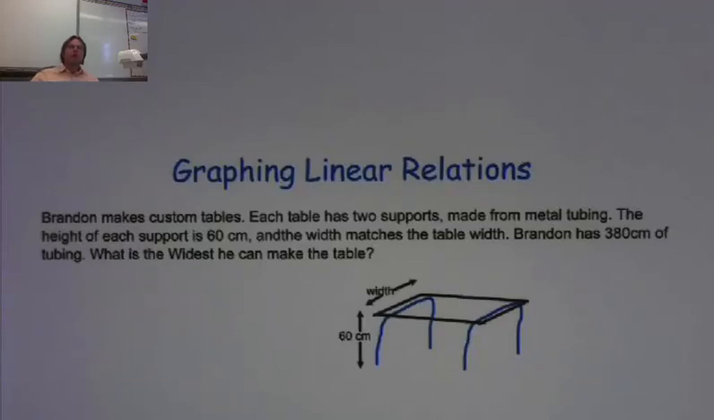Hi, today we're going to learn about graphing linear relations. So to start off, we have a problem here. It says Brandon makes custom tables. Each table has two supports made from metal tubing. The height of each support is 60 centimeters and the width matches the table width. Brandon has altogether 380 centimeters of metal tubing. What is the widest we can make the table?